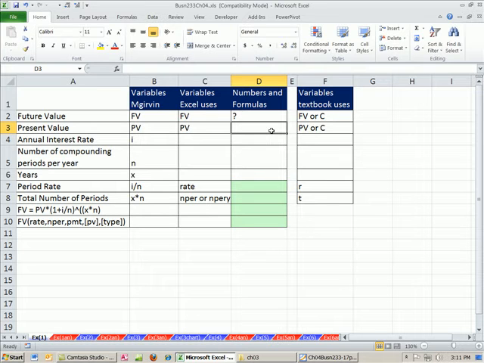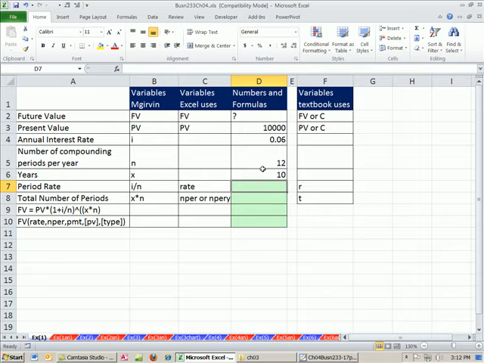looked at, we're going to put $10,000 in the bank. So that's called present value. Present value just means today, what is it worth? Our interest rate is going to be 0.06. Our number of compounding periods per year, 12. Our years are 10. Now I'm going to explicitly calculate the period rate and the total number of periods.